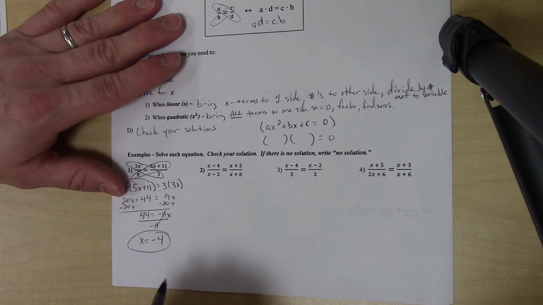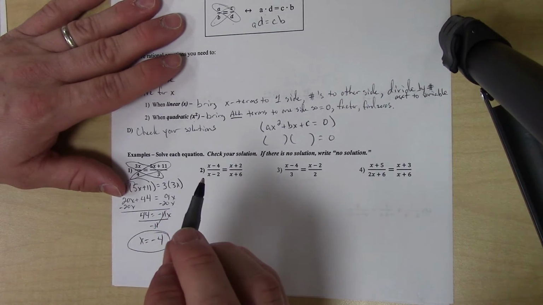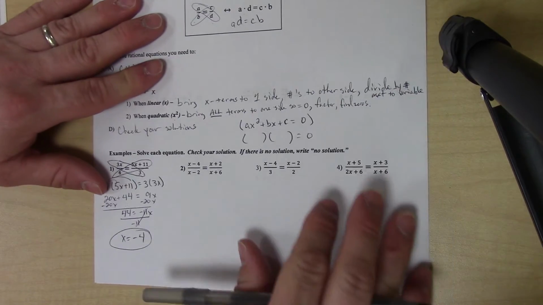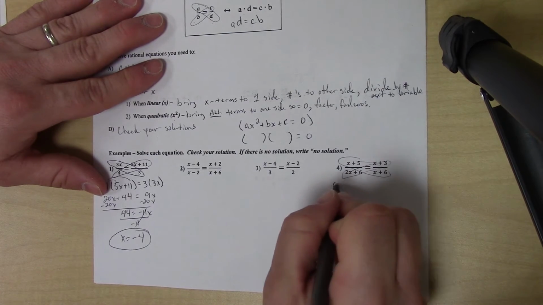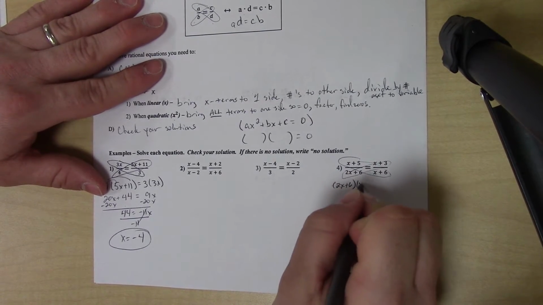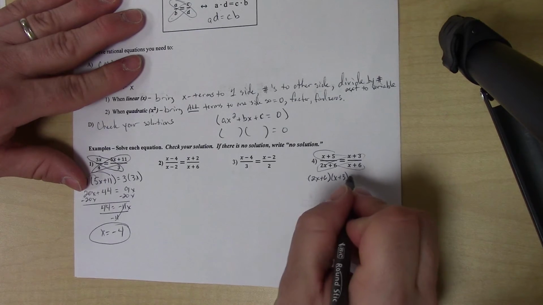Okay. Let's try the next one. Actually, I'm going to have you try number 2 in just a second. I'm going to go to number 4. Okay. Number 4, again, let's cross multiply these. And what you got here, again, is 2x plus 6 times x plus 3. It doesn't matter which side you write these on.